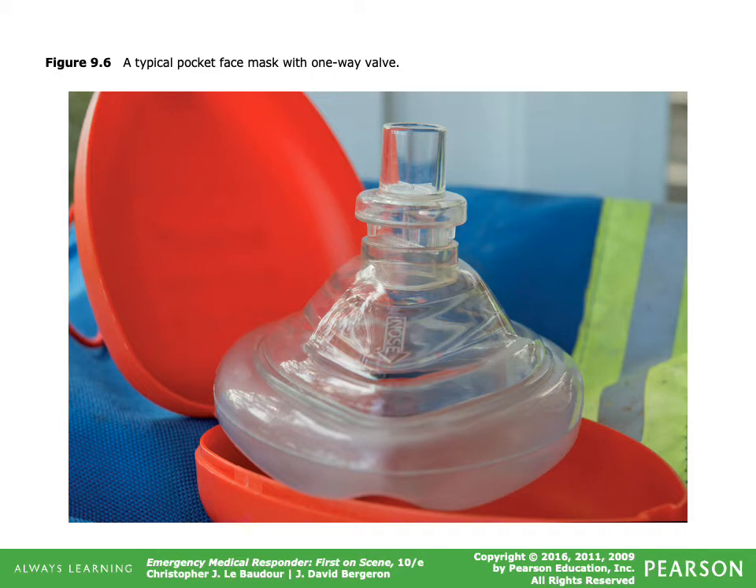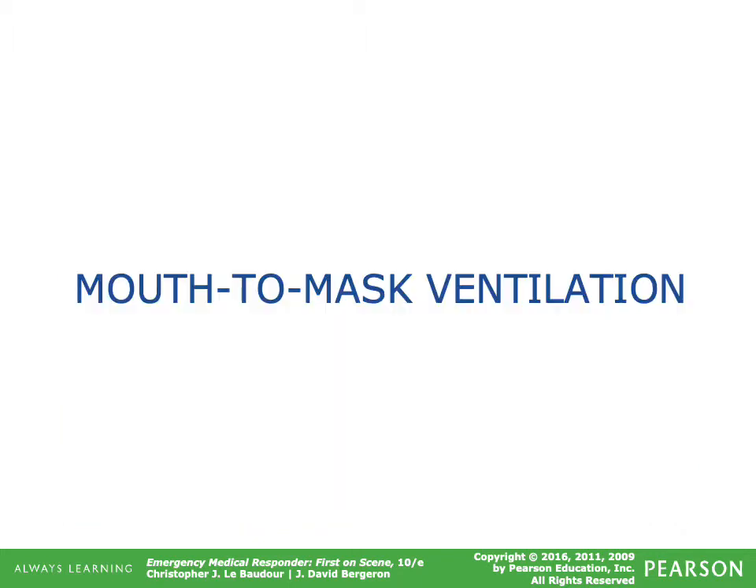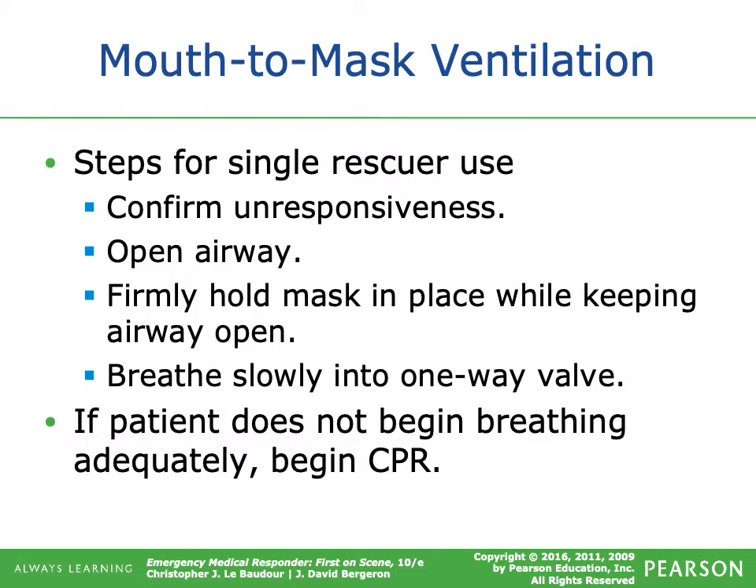This is what a typical pocket mask looks like. You can see the one-way valve on top of it. Mouth to mask ventilation. Steps for a single rescuer are to confirm unresponsiveness, open the patient's airway, firmly hold the mask in place while keeping the airway open, and breathe slowly into the one-way valve. If the patient does not begin breathing adequately, begin CPR immediately.